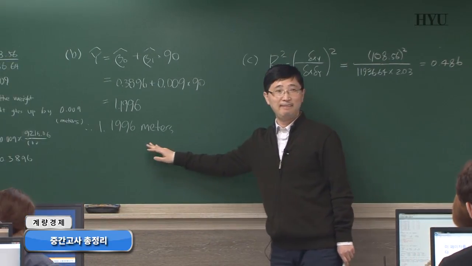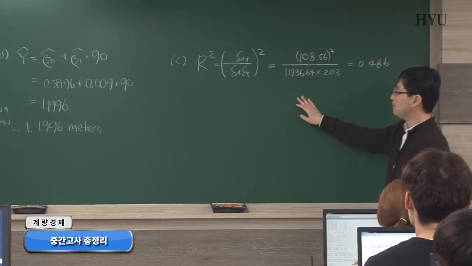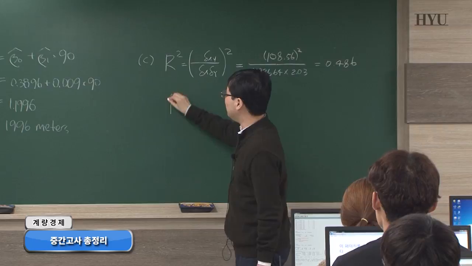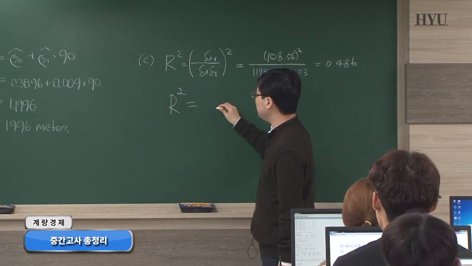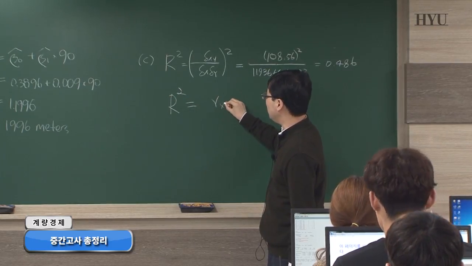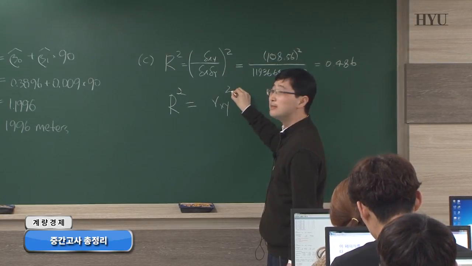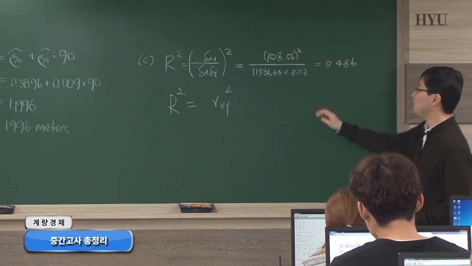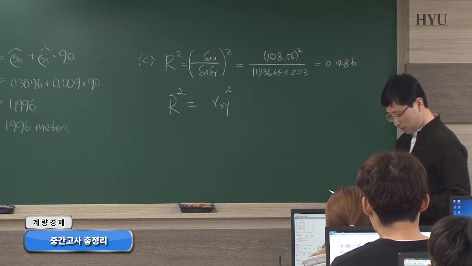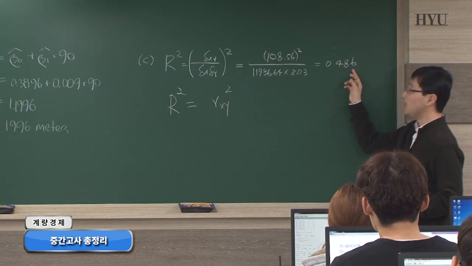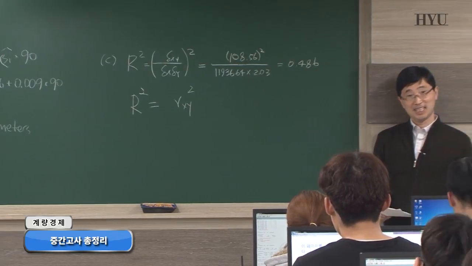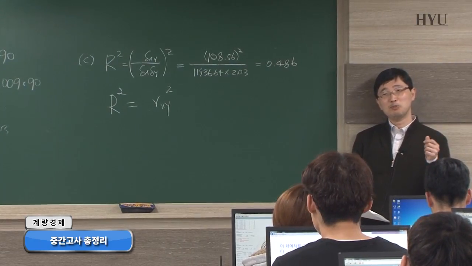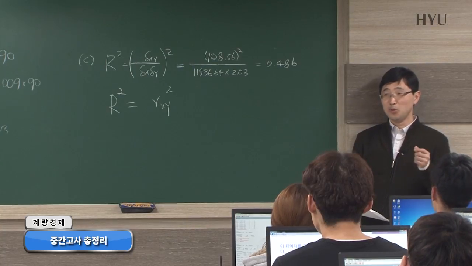Did you get it? How about C, r squared? So basically r squared is equal to the sample correlation coefficient squared, right? So you calculate the sample correlation coefficient and you square it. So you plug in the numbers, and that's how you get the r squared. The answer is 0.486. Did you get it? Okay. If I ask a question like this tomorrow, do you think that you can solve them?